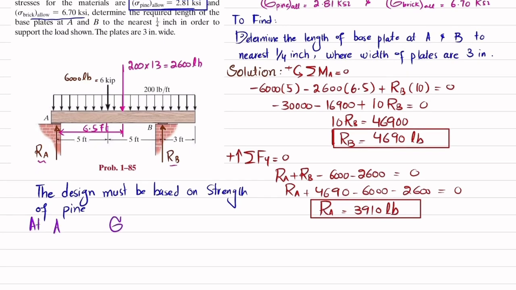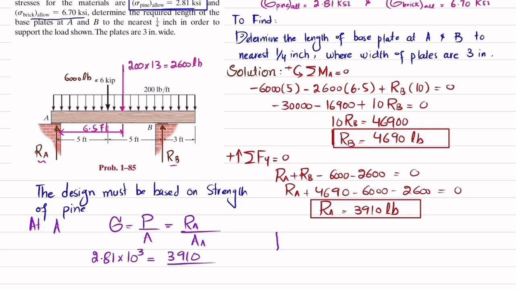At A, we know that bearing stress is equal to bearing load per unit area. At point A, you can see this load is applied on this bearing plate. So we will write it as Ra divided by the area of this plate at A. We have taken the strength of pine, which is 2.81 ksi. So 2.81 into 10 to the power 3 is equal to Ra, which is 3910, divided by the area.